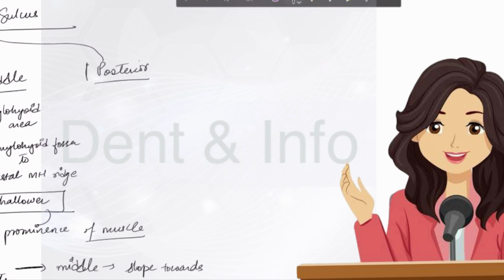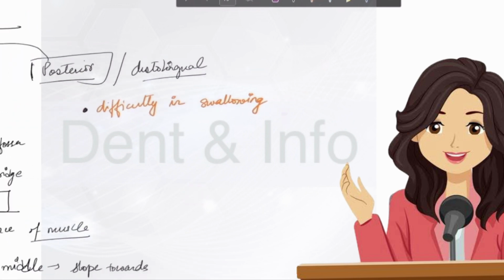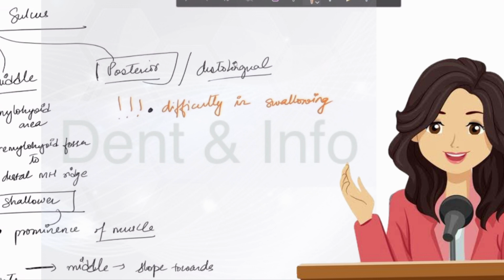And coming to the distal part, the posterior part, also called the distolingual part. Any overextension, I'm just straightforwardly giving you one question here, which comes very commonly. Any overextension here will do what? What is the alarming point here? Difficulty in, just think over it, what will happen? Difficulty in swallowing. Any overextension in the distolingual area is very alarming. It leads to difficulty in swallowing.